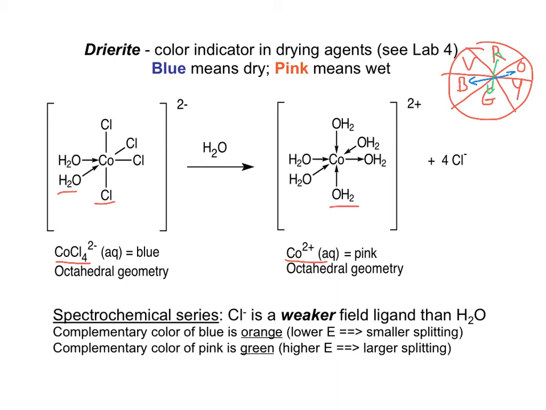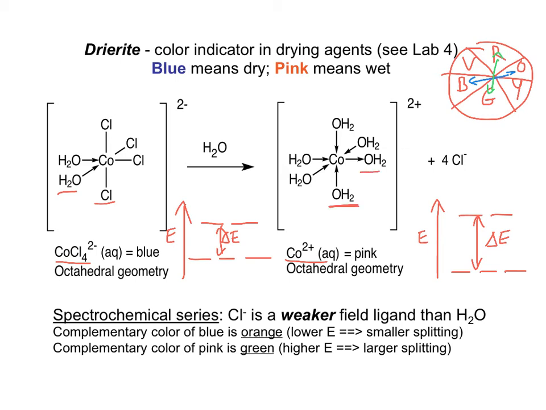Here is the cobalt d orbital splitting in cobalt tetrachloride. Stop the video and show the d orbital splitting in cobalt 2+ ion. And the answer is green is a higher energy than orange, therefore delta E for the d orbital splitting should be greater in cobalt 2+ aqueous than cobalt tetrachloride. Substituting 4 water ligands for the 4 chlorides splits the d orbitals more and changes the color.